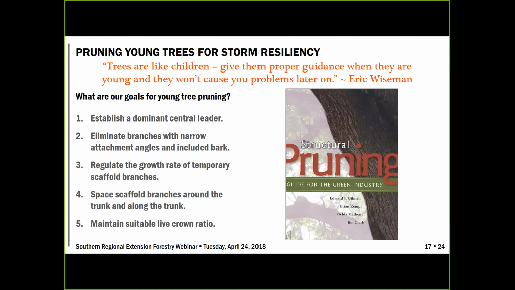If you're interested in learning more about structural pruning, I encourage you to check out Dr. Ed Gilman and co-author's book entitled Structural Pruning: A Guide for the Green Industry. Wonderful, wonderful illustrations in there, as well as photographs, as well as step-by-step instructions on how to go about doing structural pruning of not just young trees, but also intermediate age trees and mature trees.